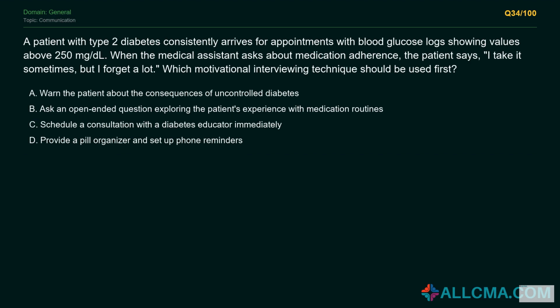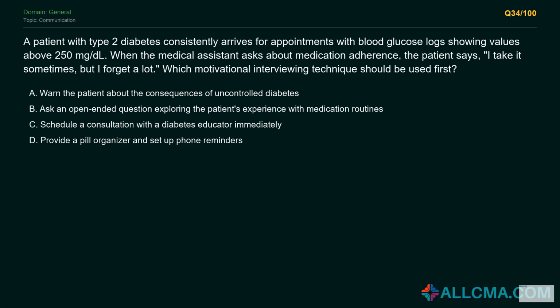Question 34. A patient with type 2 diabetes consistently arrives for appointments with blood glucose logs showing values above 250 milligrams per deciliter. When the medical assistant asks about medication adherence, the patient says, "I take it sometimes, but I forget a lot." Which motivational interviewing technique should be used first?